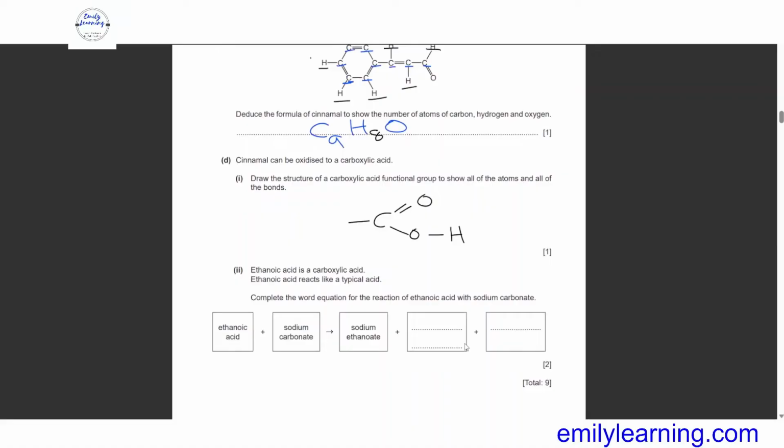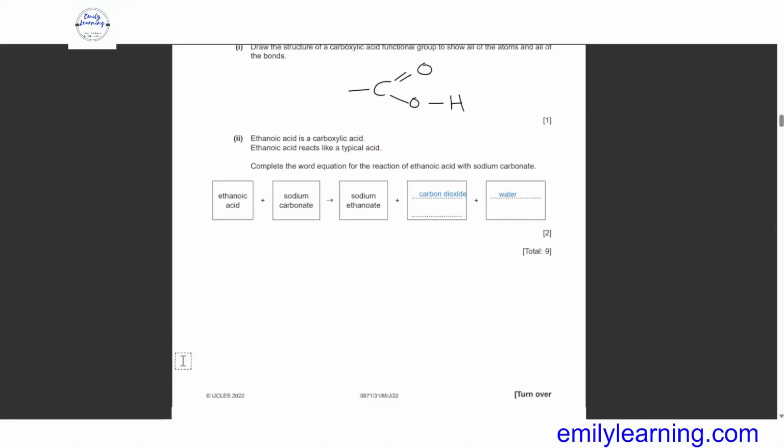Part 3, ethanoic acid is a carboxylic acid. Ethanoic acid reacts like a typical acid. Complete the word equation for the reaction of ethanoic acid with sodium carbonate. So if you have an acid react with a carbonate, you get a salt, which is sodium ethanoate, plus carbon dioxide and water. So let's put that in. So you'll have carbon dioxide as well as water. Okay, so we are done with this question.